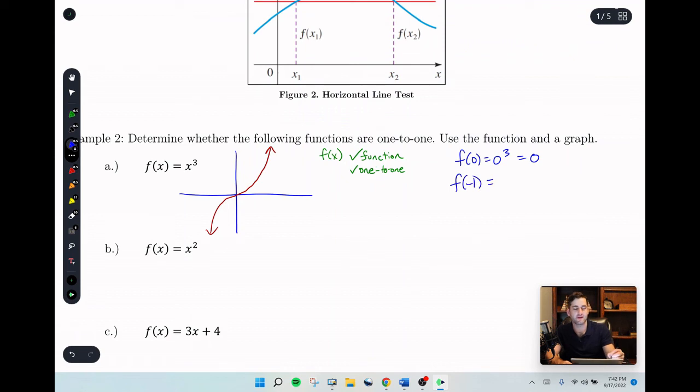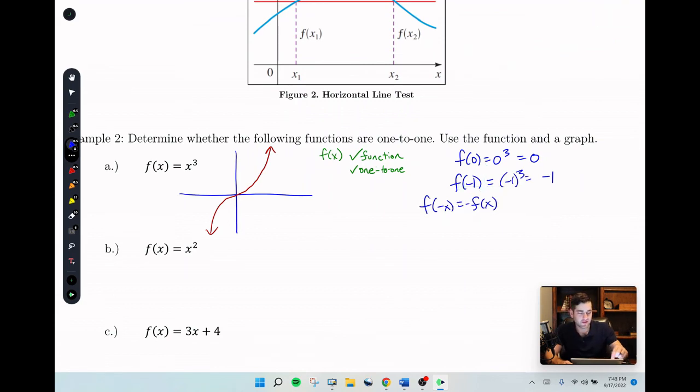F of negative 1 is going to give you negative 1 cubed, which is negative 1 times negative 1 times negative 1, which stays negative, right? So for every negative number, we know, and we've proved this already in class, that f of negative x is the same thing as f of x, right? Because it's an odd function. No, I forgot the negative sign on the outside. Sorry. F of negative x is the same thing as negative f of x because it's an odd function.